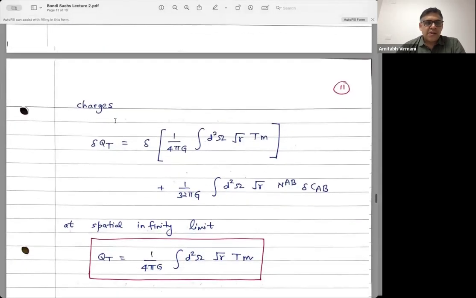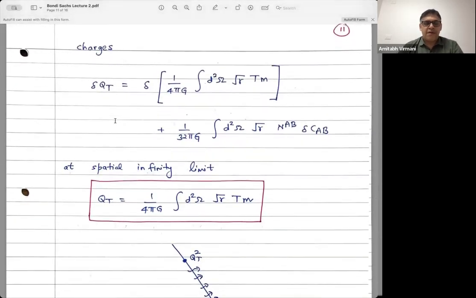Okay, so now one can construct charges for these symmetries.